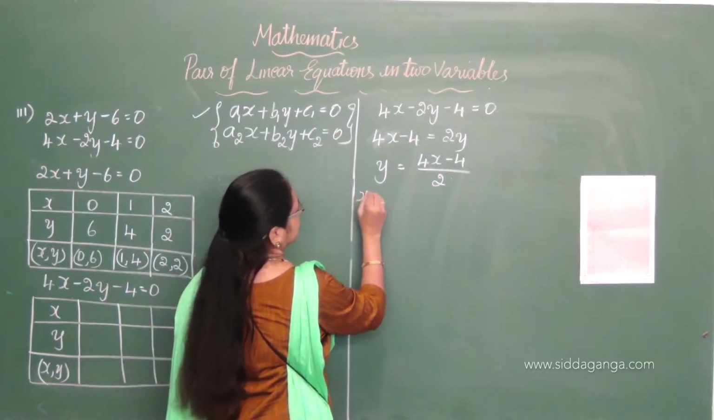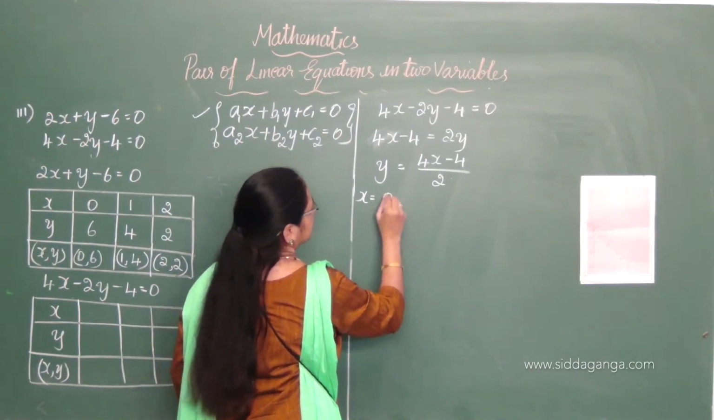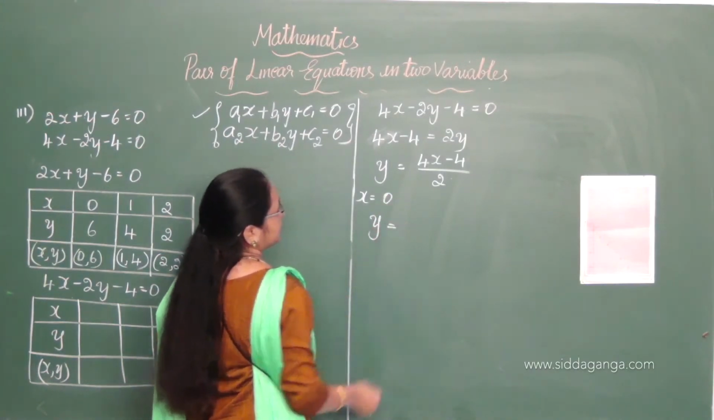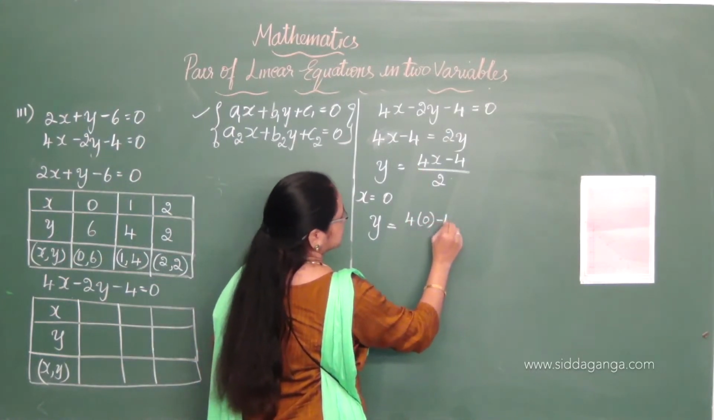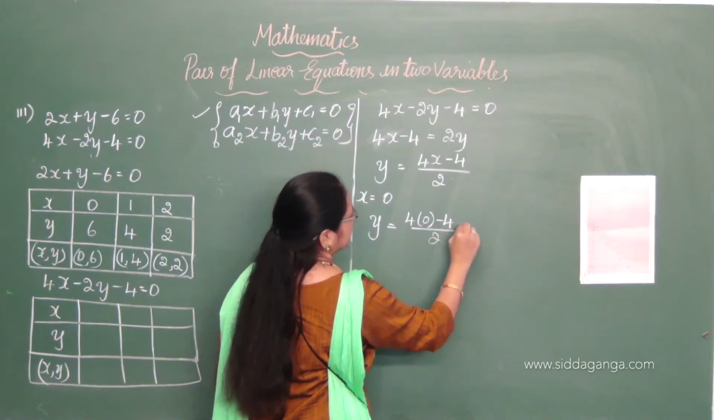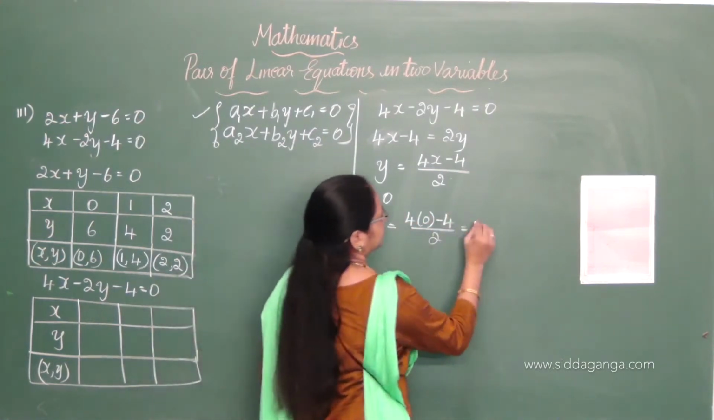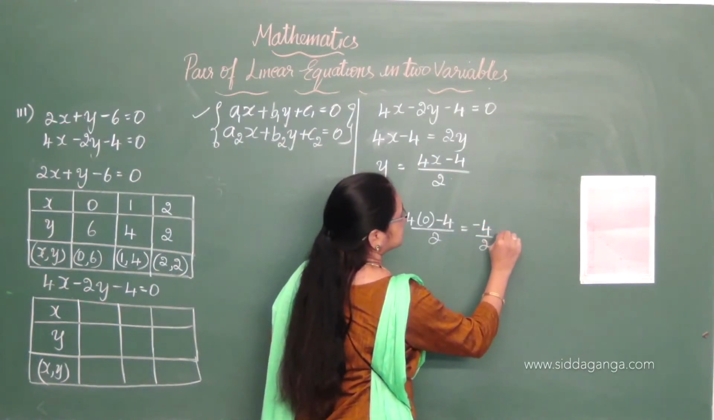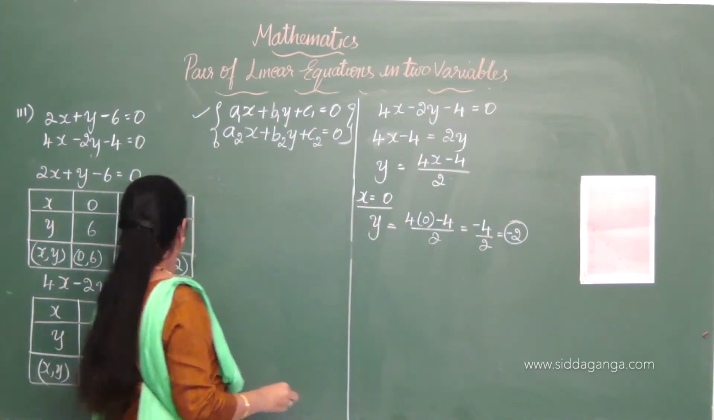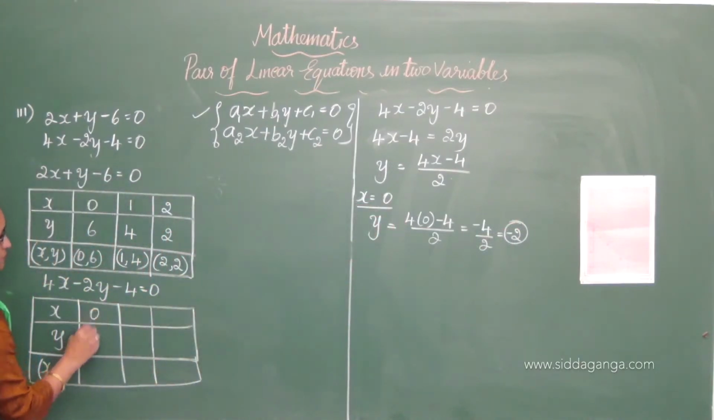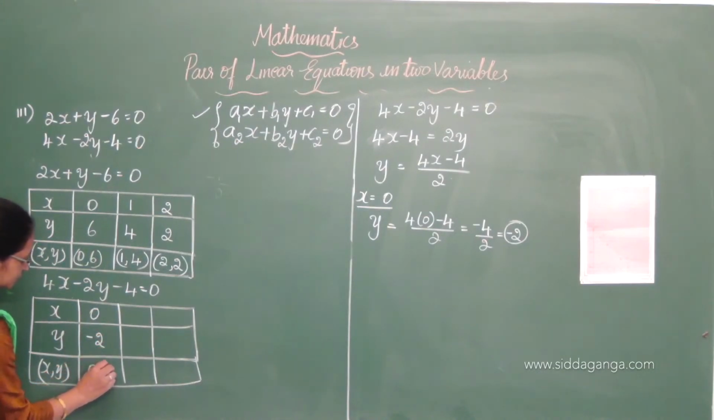Now just put the value x is equal to, you can take 0. When x is equal to 0, y will be equal to, see, 4 into 0 minus 4 divided by 2. Here, see, this term will become 0. So minus 4 by 2 is minus 2. So when x is 0, you will get y as minus 2. 0 comma minus 2.